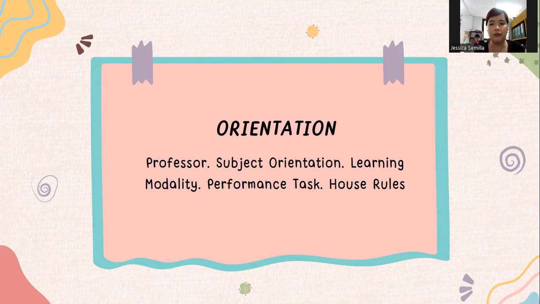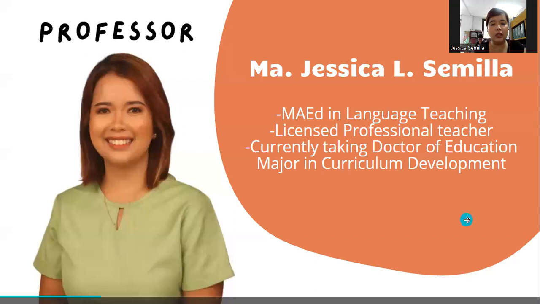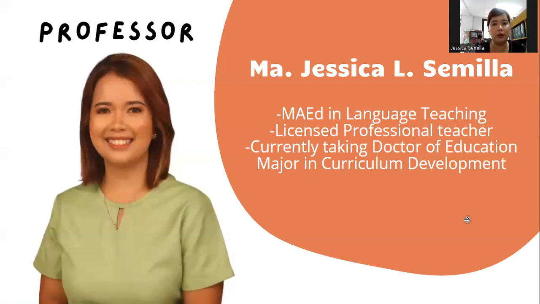So let's proceed. Once again, everyone, I would like to introduce myself. I am your professor for the History of English Language for the course code of ELS 101. I am Miss Maria Jessica Alcimilia. I am a graduate of Master of Arts in Education, major in language teaching, and I am a licensed professional teacher. Currently I am taking my Doctor of Education, major in curriculum development. So let's proceed.